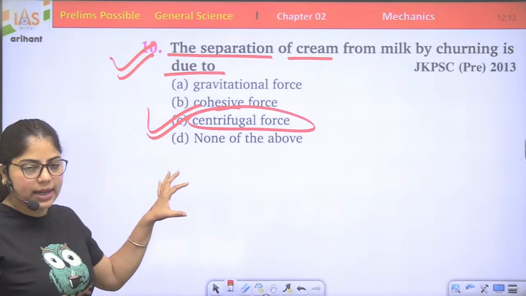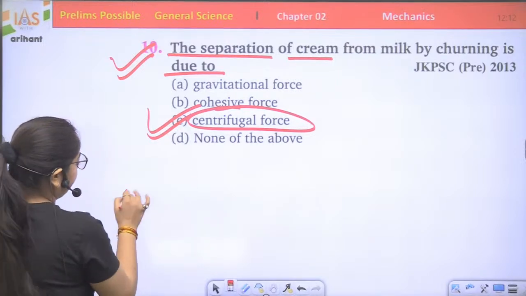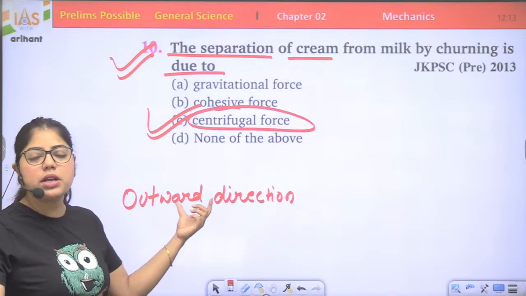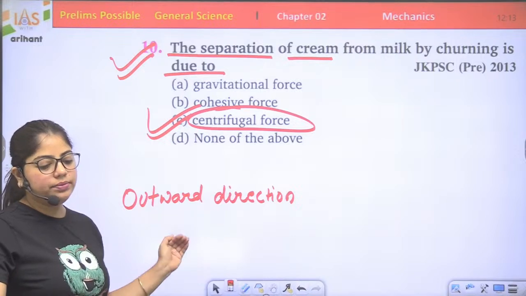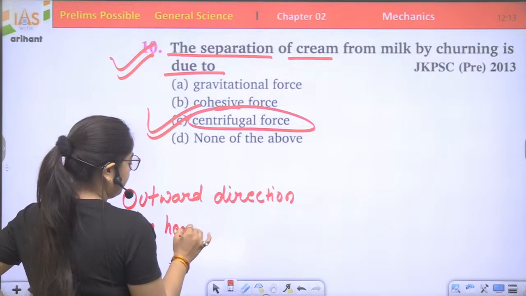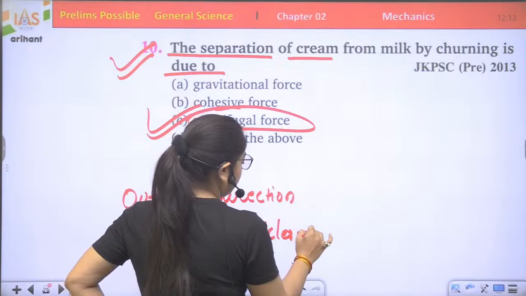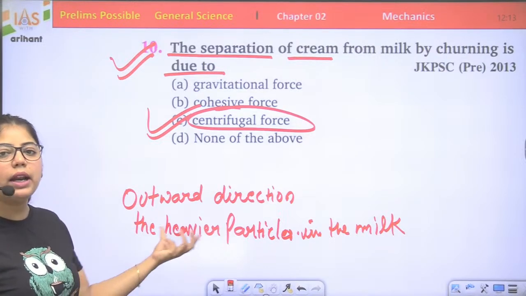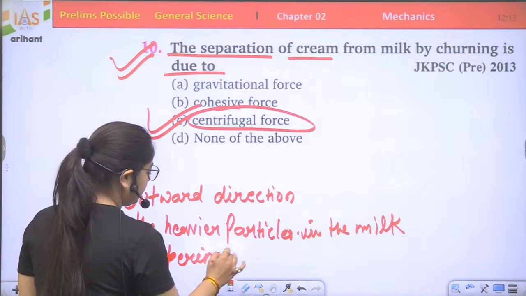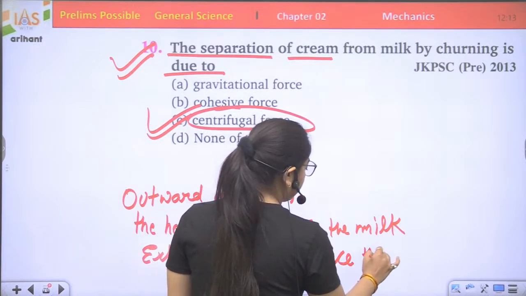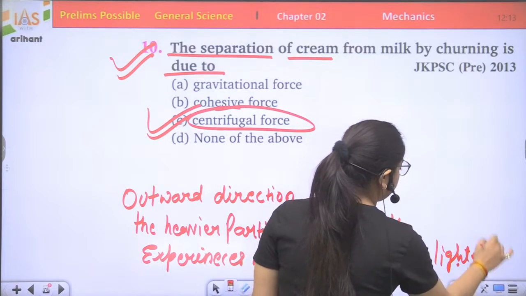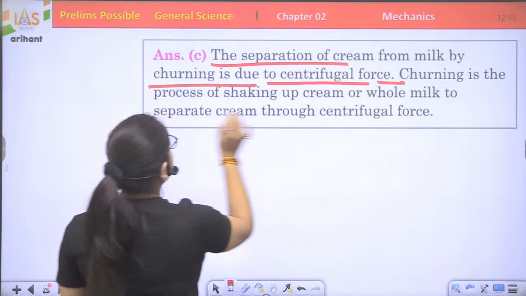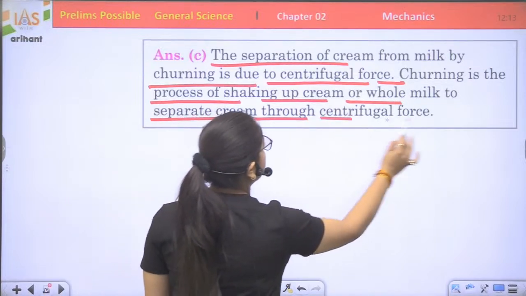Option C will be the right answer, because this force acts in an outward direction. Due to this outward force, the heavier particles in the milk experience more force than the lighter particles. Clear? The separation of cream from milk by churning is due to centrifugal force. Churning is the process of shaking up cream or whole milk to separate cream through centrifugal force.